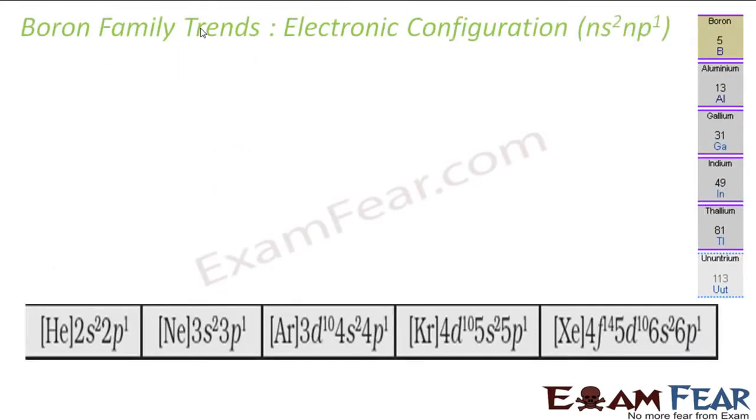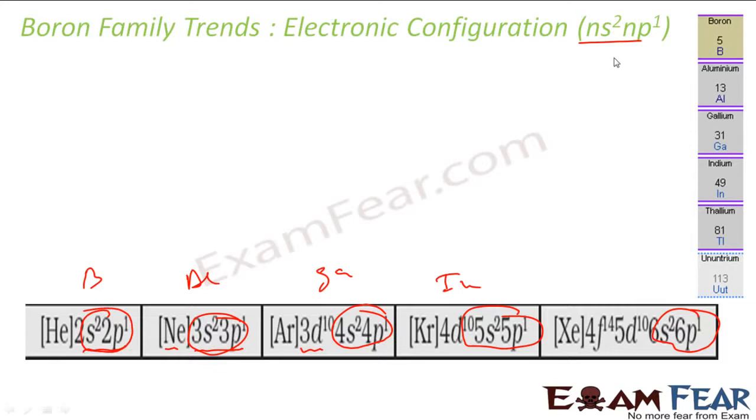Let's start with the electronic configuration. The electronic configuration of the boron family is ns2np1. For boron it is helium 2s2 2p1, in this format ns2np1. For aluminium it is neon 3s2 3p1. For gallium it is 3d10 4s2 4p1. For indium also, 5s2 5p1. For thallium also, 6s2 6p1. So it has this trend of ns2np1.